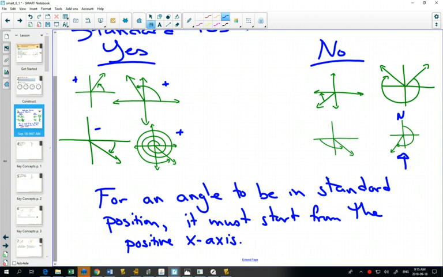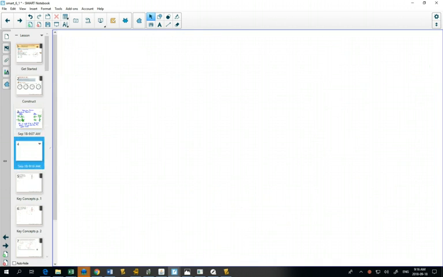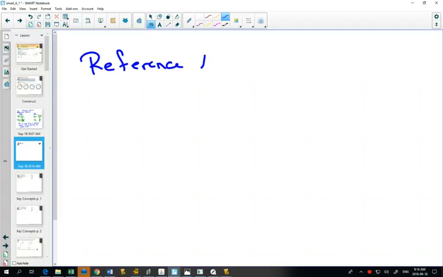For what we're going to be doing, we're going to have a lot of our angles in standard position. That's definition number 1 that we're going to review. Definition number 2 is a reference angle.